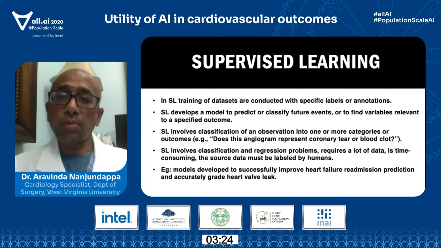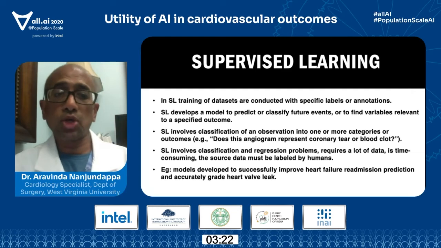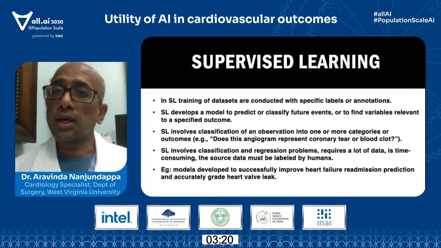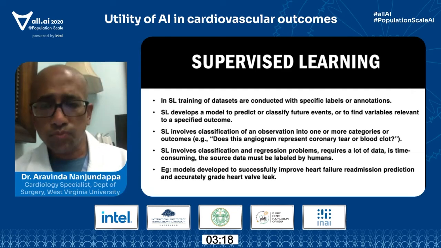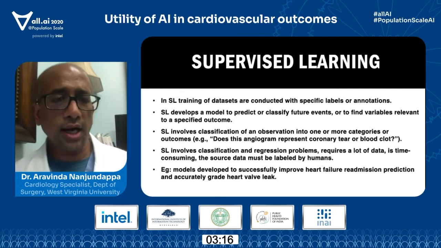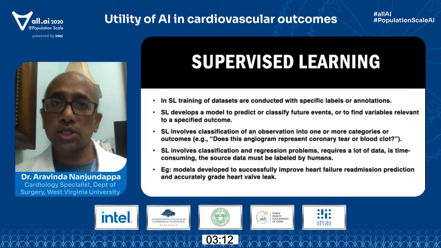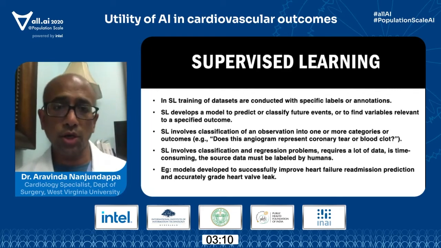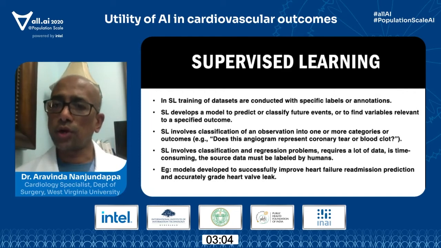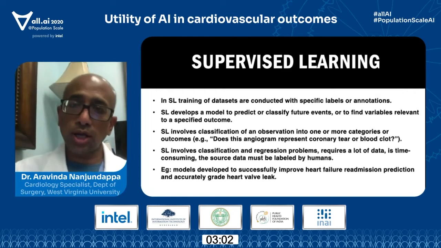Similarly, can a model predict heart failure readmission accurately and grade a heart valve leak? Because when we grade the leaks, we may call it mild, moderate, severe. But in truth, what is mild and what is moderate is in the eye of the beholder each time. So if we have a machine to predict the models, we may be able to improve heart failure readmission and reduce hospital mortality.